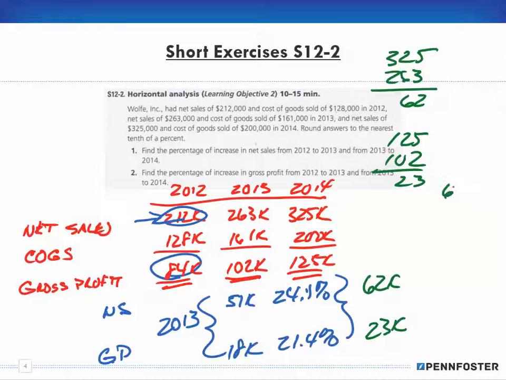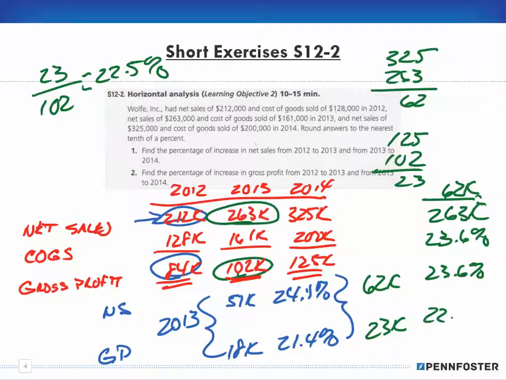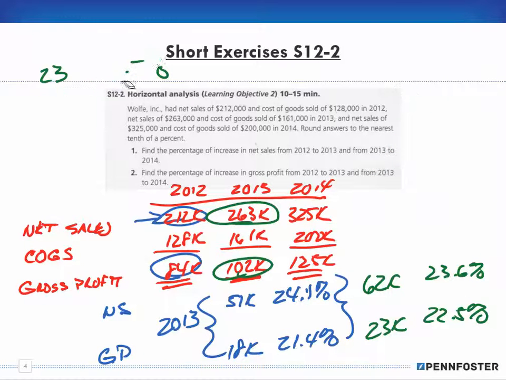And I take the 62,000 and I'm dividing it by the 263 because that's my basis, all right? And that gives me 23.6%. And we're taking the 23,000 and we're dividing that by the 102. And that gives me 22.5%. Okay, so that is how you work out this particular problem.